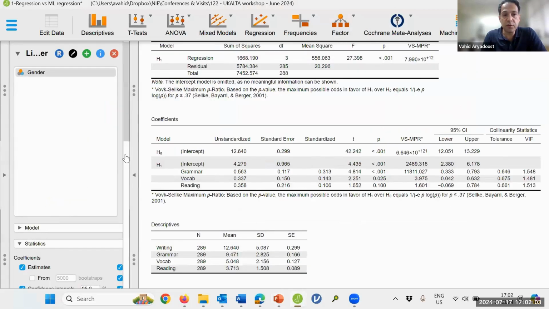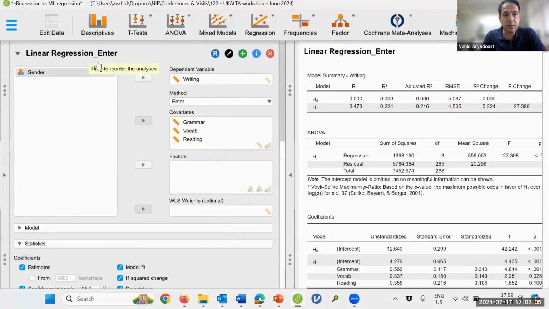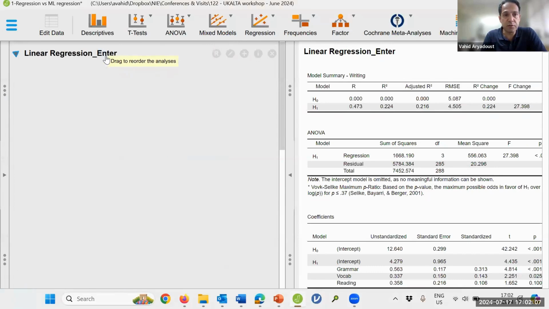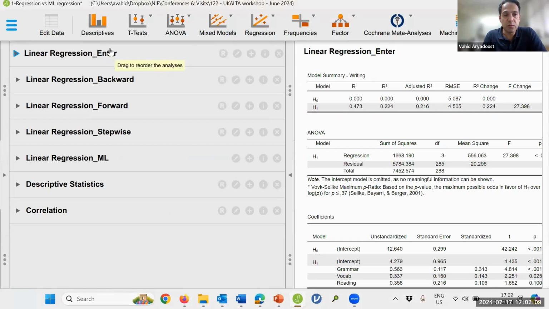We have already done that. So I have done several types of regression for you. One regression was enter, and I'll explain this in a minute, as I mentioned before. One of them was backwards, one of them was forward, one of them was stepwise, and finally, I've also done linear regression with the machine learning approach.